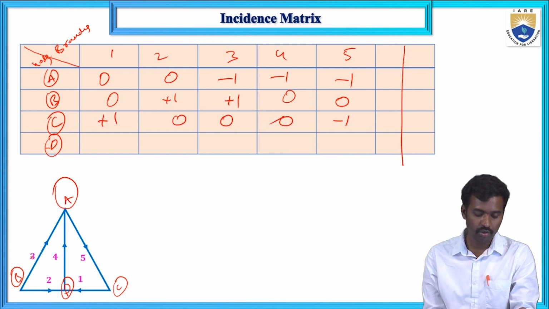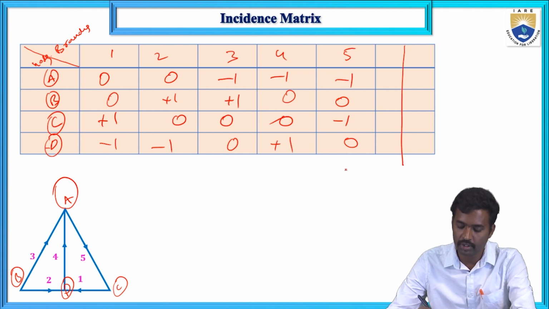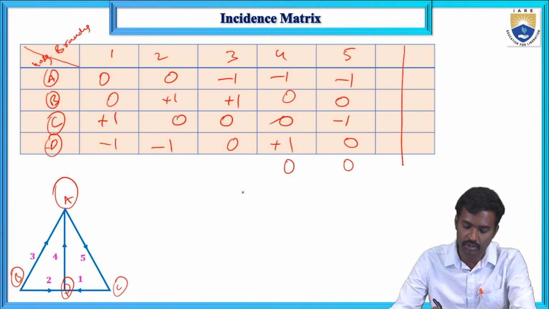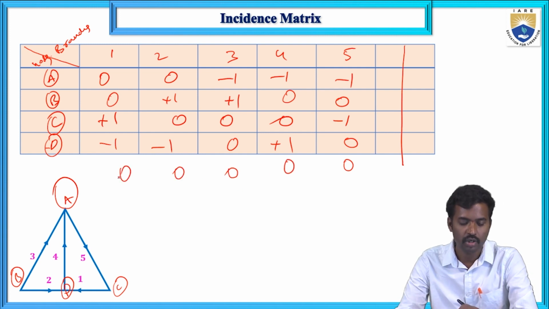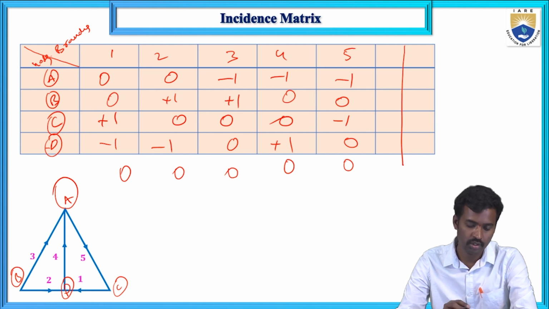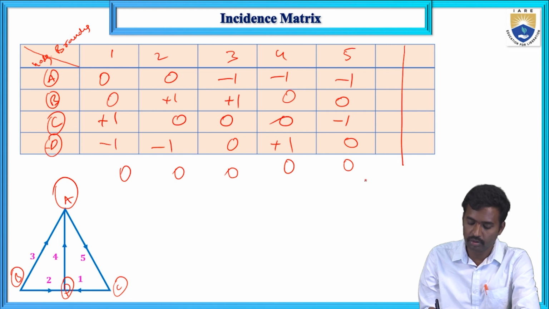And for the D node, 3 and 5 are 0, not associated. So 1 is entering and 2 is entering, that means -1. And next 4 is leaving the node, that means +1. Same thing, if you perform the algebraic summation operation, this is 0, 0, 0, 0. The algebraic sum of all elements in any column of a network should be 0.